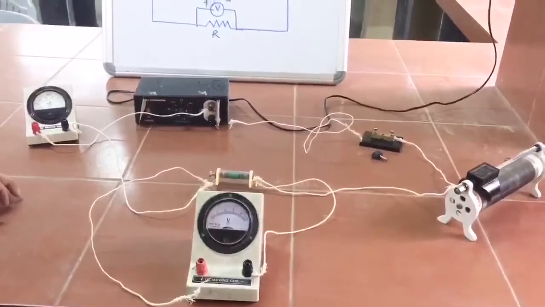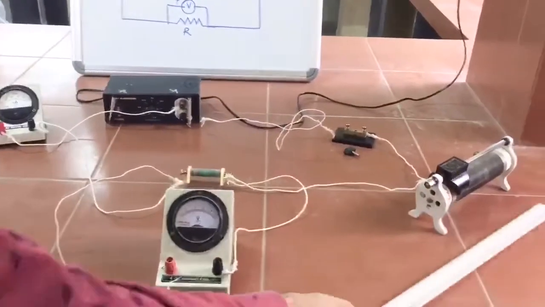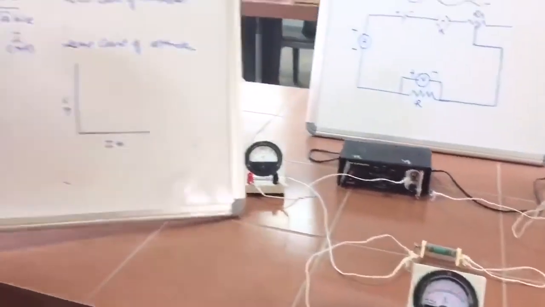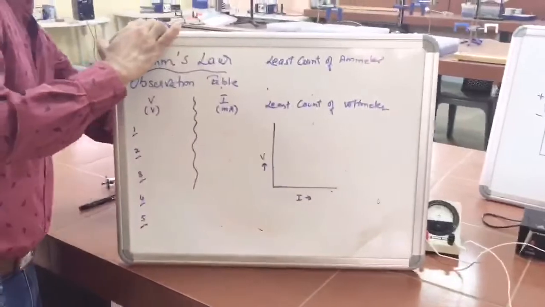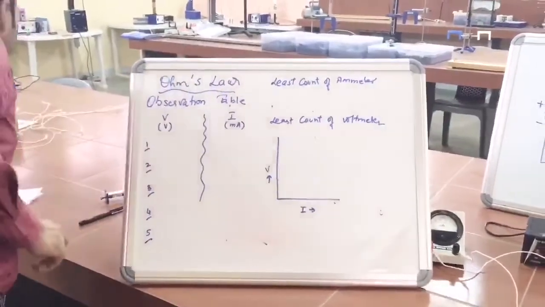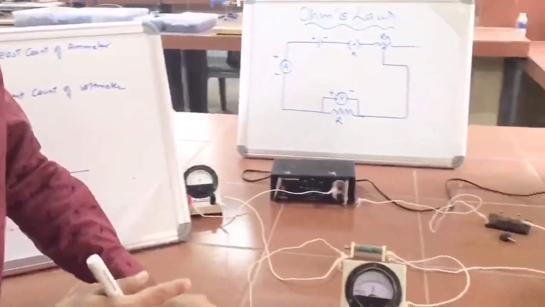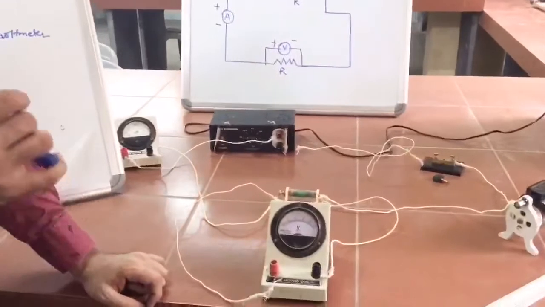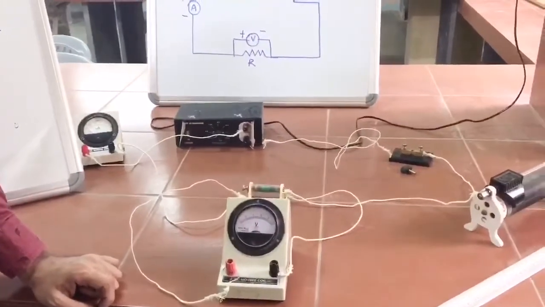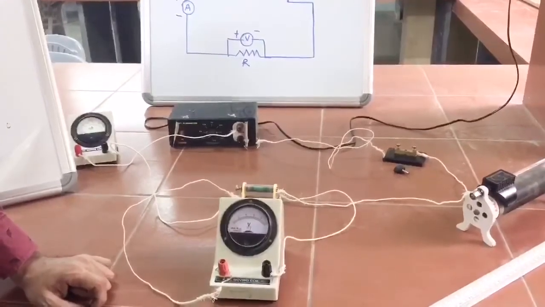Now let's start with the experiment. Before starting the experiment, we will also approach some calculation parts. First of all, you should be very clear what the least count of an instrument is. Least count is the minimum reading that an instrument can measure, in very simple words.